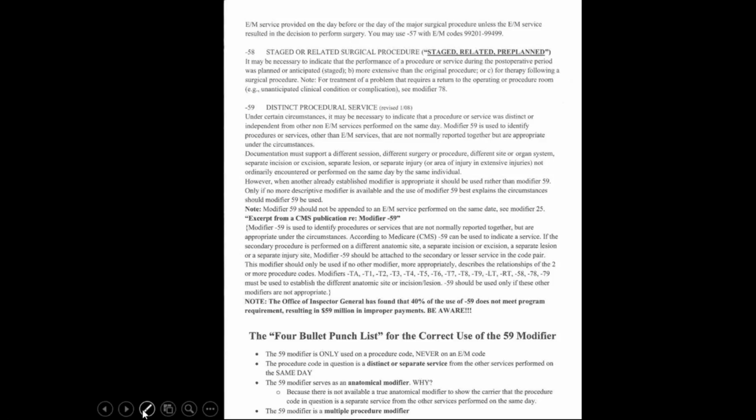The 58 modifier is for a staged or related surgical procedure. The key phrase which you have to present either in your op report or in the medical record documentation is that you are in a staged, related, pre-planned scenario.